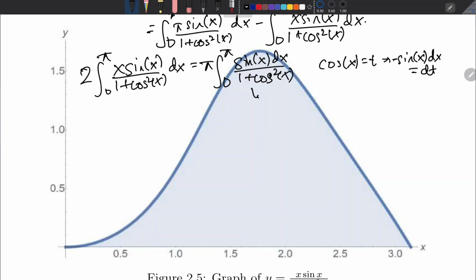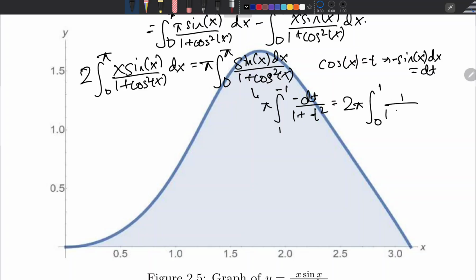So basically this integral is going to be pi times the integral from 1 to -1 of dt over 1 plus t squared, and we can write this as 2 pi times the integral from 0 to 1. Basically we have a negative dt, so that negative just helped us switch the order, and since the function is an even function, we can just multiply the integral by 2 and write the integral from 0 to 1 instead of from -1 to 1.